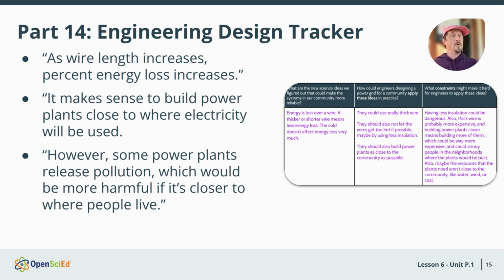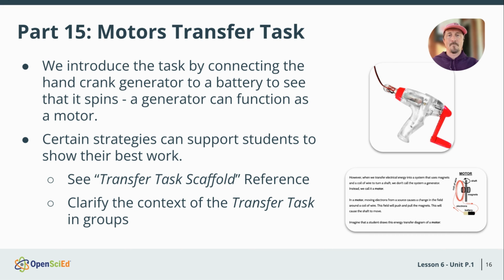On day 3, we apply these ideas that we've figured out to grid design using the engineering design tracker. For example, we might say that it makes sense to build power plants close to where electricity will be used because longer wires lose more energy, but this would have adverse effects on people's health if the plants release pollution. So, other relationships will yield different applications, different trade offs. Essentially, we're practicing making connections between the conclusions we reach through experiments and the connections they have to real world applications.